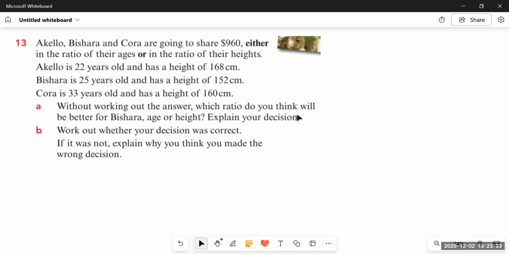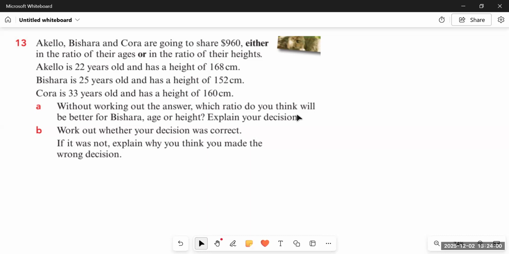their ages. And if they share the ratio according to their heights, Akelo has 168 centimeters and Bishara has less height, that is 152 centimeters, and Kora has even more height than Bishara, which is 160 centimeters. It means Bishara has the least amount of height, even less than Akelo and Kora. So since the height of Bishara is less than both of the others, he'll definitely get less if the ratio is shared according to their heights.